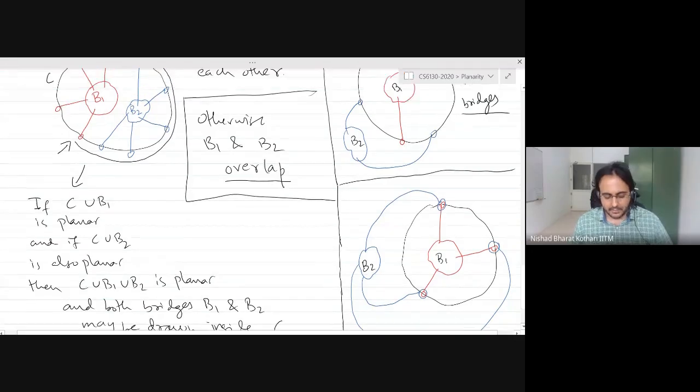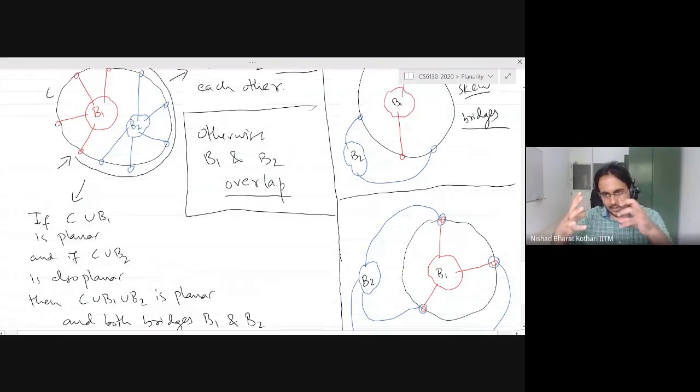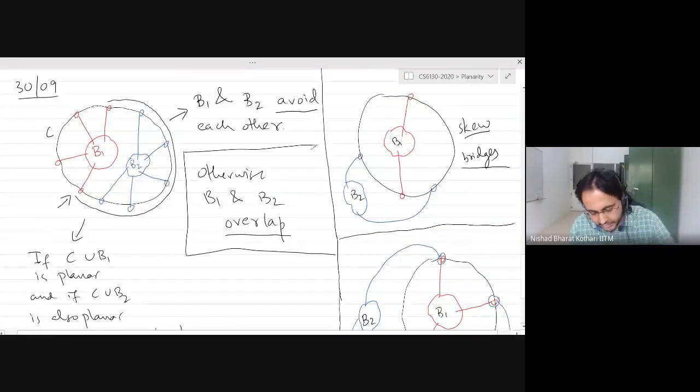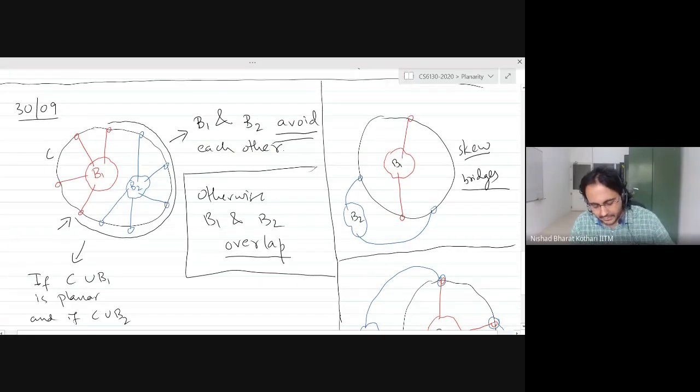So if both of these graphs, just C and B1 is planar and just C and B2 is planar, then because the two bridges avoid each other in this sense, you can draw both of them inside the curve and get a planar embedding of the whole graph, C union B1 union B2. Okay? And when the two bridges do not avoid each other, we will say that they overlap. And there are exactly two situations.